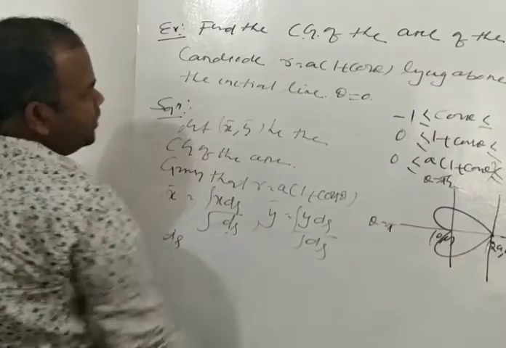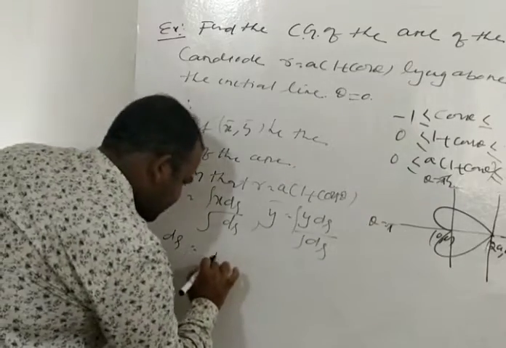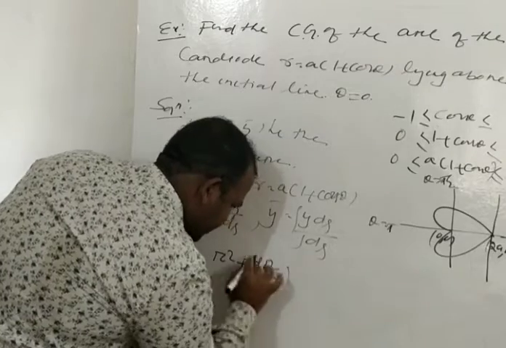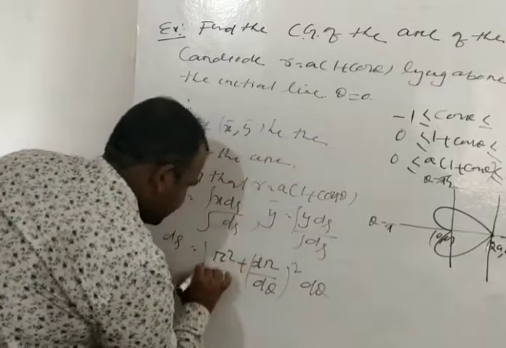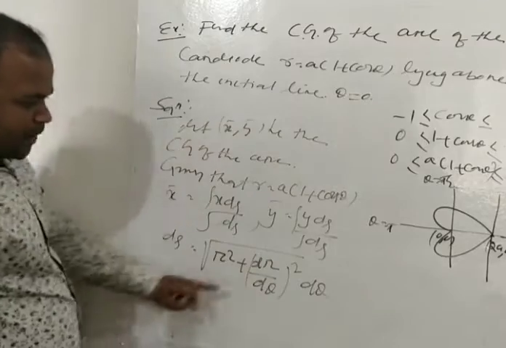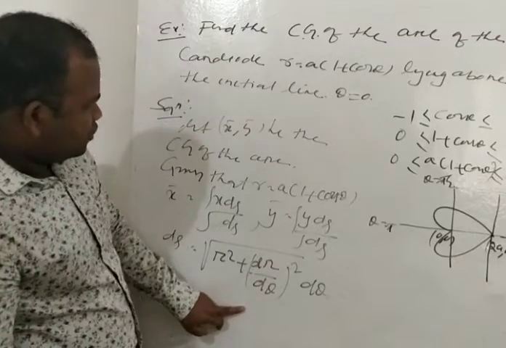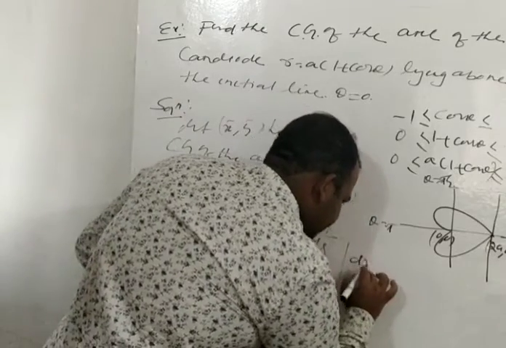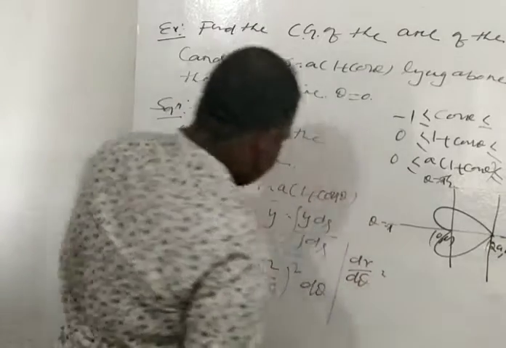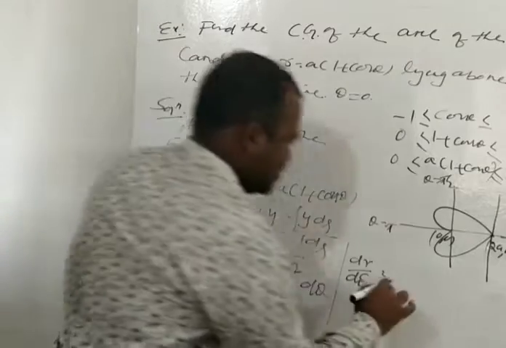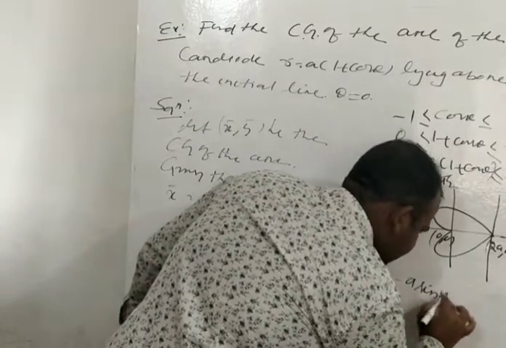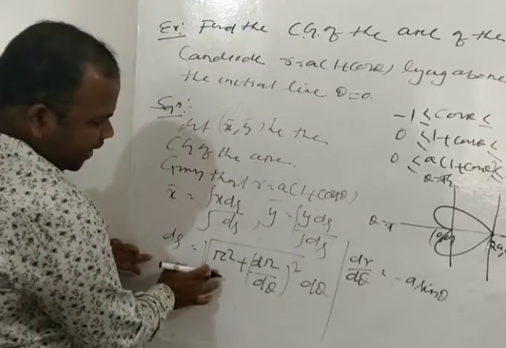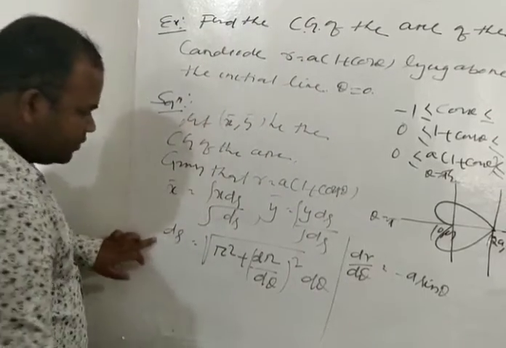Here r equals f of theta. So what is the value of ds? This is the square root of r square plus (dr by d theta) whole square, d theta. So now you will find the value of dr by d theta. You know that r equals a into (1 plus cos theta). So dr by d theta equals a into (0 minus sin theta), that is minus a sin theta. Now you will put the values of r and dr by d theta to find ds.